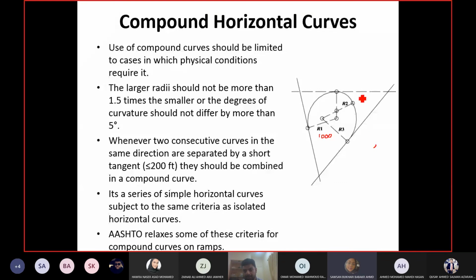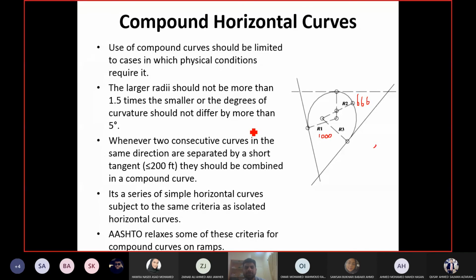666. Okay. So now R2 should be 666 or more than that. Because if it is less than 666, then the ratio will be more than 1.5. Okay, which is not allowed. So R2 should be more than 666, or R1 can be less than 1000 as well. You will achieve the same thing. If R1 is less than 1000, you will still make the ratio, right? The ratio of larger to smaller radius should be 1.5 or less.